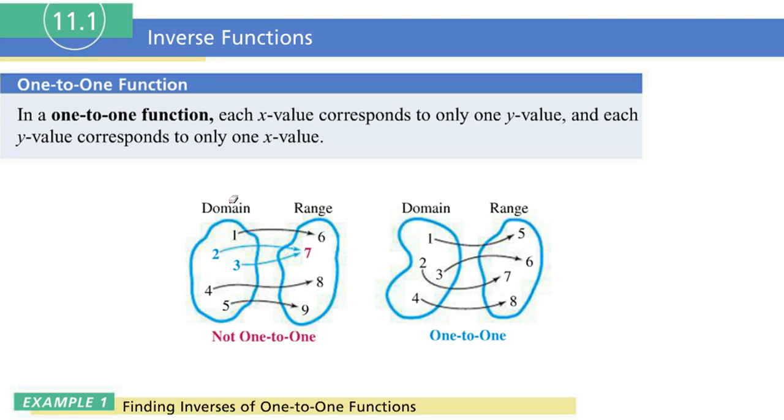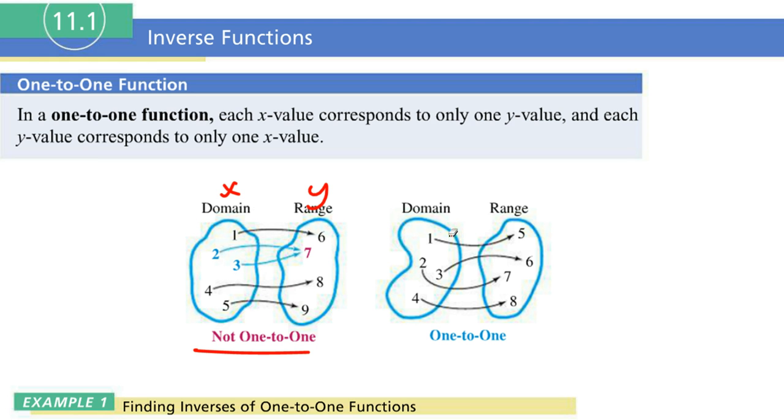If you look down here at a non-example of one-to-one, see how 1 is paired up with 6, but then 2 is paired up with 7, and 3 is paired up with 7. That violates our definition of a one-to-one function, because if 2 is paired up with 7, then nothing else should be paired up with 7. Here we have two x values going to one y value. We can call the x values our domain, and our range values are y. That's why this would not be a one-to-one function.